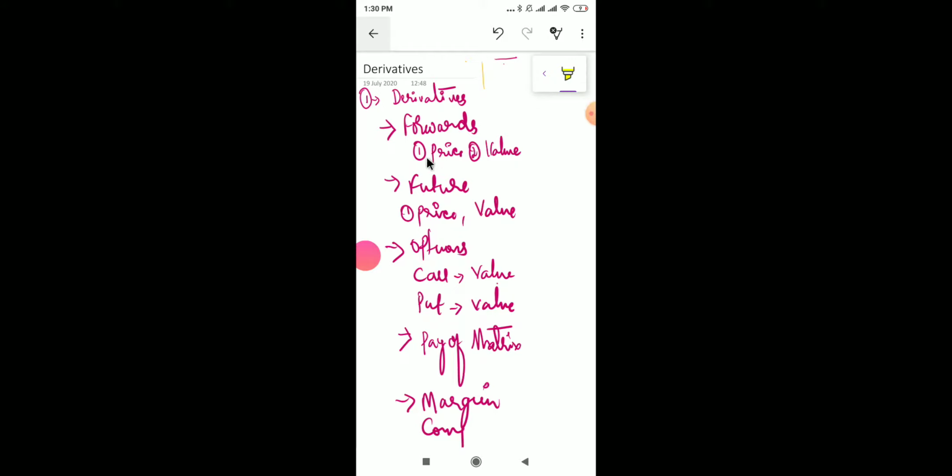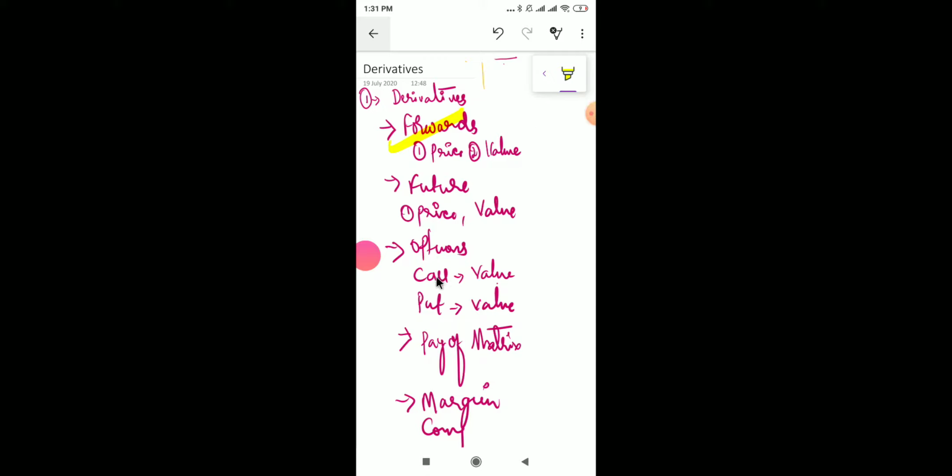Problem number one, we have to study something called forwards. In forwards, what do we need to understand? We need to understand how we do the forward pricing, and also the value of a forward. Secondly, we need to understand what is a future and how we price the future, and also the value of the future.